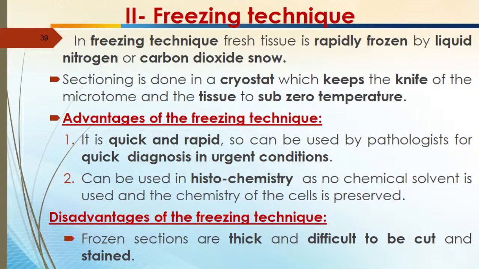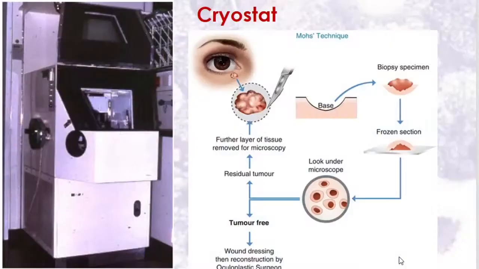Advantages of the freezing technique. This is quick and rapid, and can be used by pathologists for quick diagnosis of urgent conditions. It can be used for histochemistry, as no chemical solvent is used and the chemistry of the cells is preserved. Disadvantages of the freezing technique: frozen sections are thick and difficult to cut and stain.